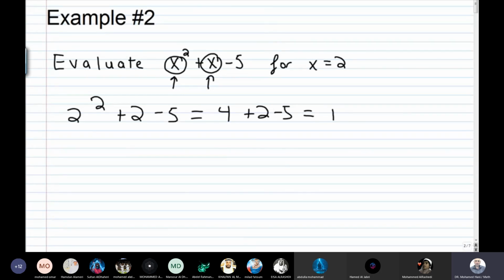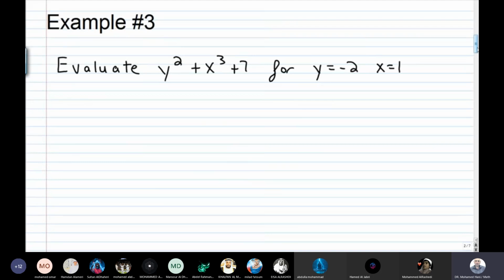All right, let's look at a third example. For example 3, we want to evaluate y squared plus x cubed plus 7, for y equals negative 2, x equals 1. So here you're going to have to pay close attention again because we're going to go over another key point. So I'm going to be plugging in a negative 2 for this y here. I'm going to plug in a 1 for this x. Let me start out by explaining that when you plug in this negative 2 here, it's going to be inside of a set of parentheses.